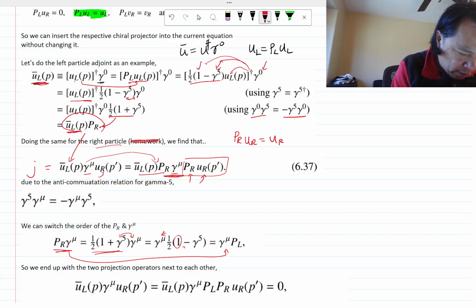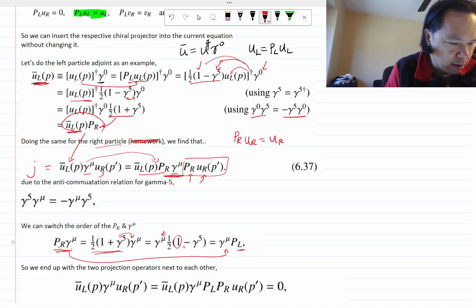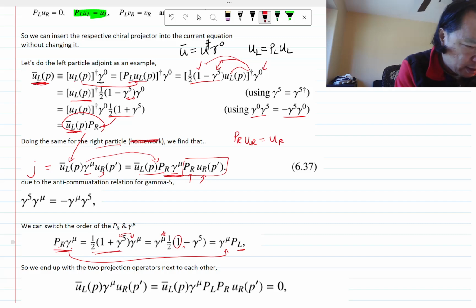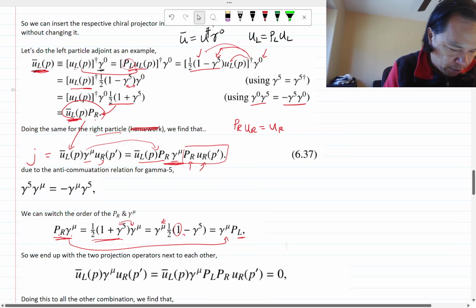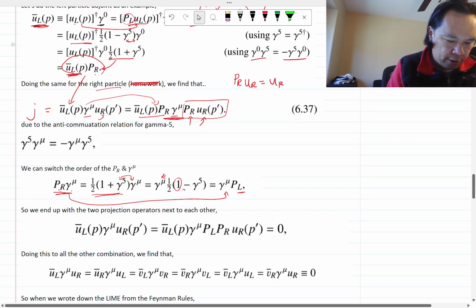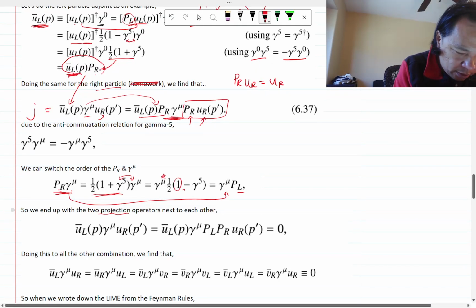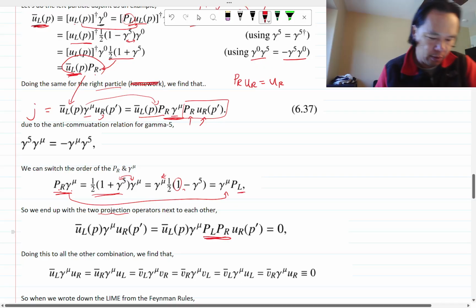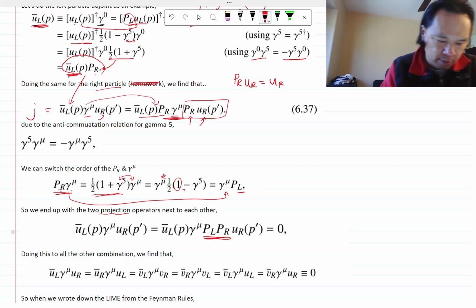So it's sort of interesting, where when you pull these projection operators through these matrices, it changes the handedness of these chiral operators. You saw the same thing here where we pulled the PL through these spinors and you get the opposite projection operator. Okay, so we end up with these two projection operators right next to each other. And guess what that's going to be?